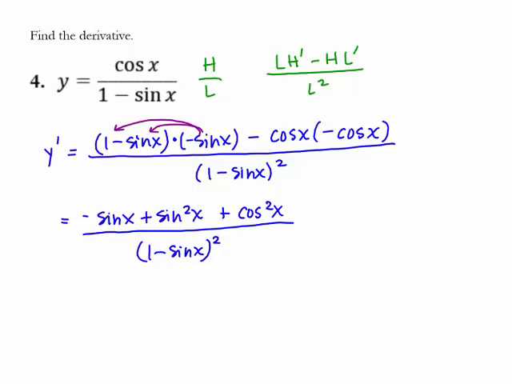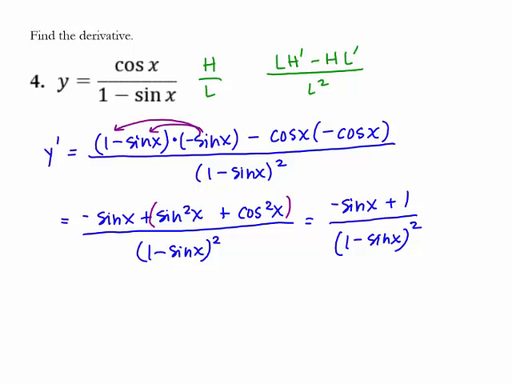Then, maybe not immediately apparent, but upon closer review, you might notice that sine squared plus cosine squared is the Pythagorean identity. That chunk is 1. So that leaves us with negative sine x plus 1 divided by 1 minus sine x all squared.